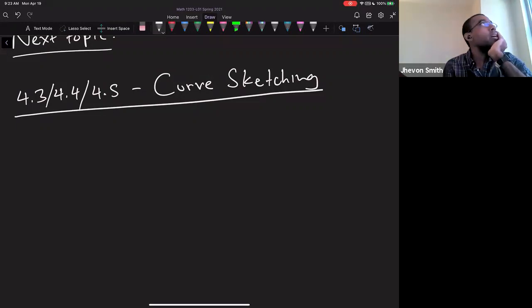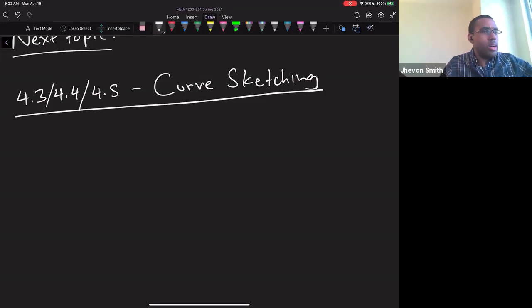Because sometimes if I just ask you to tell me in words, or just do a calculation and show this, the intuition isn't there for what that means and how a graph would behave. So by you creating a graph, even though technically you'll never have to do it in real life, it shows me that you understand these concepts and how they would manifest. So that leads us to the topic of curve sketching.